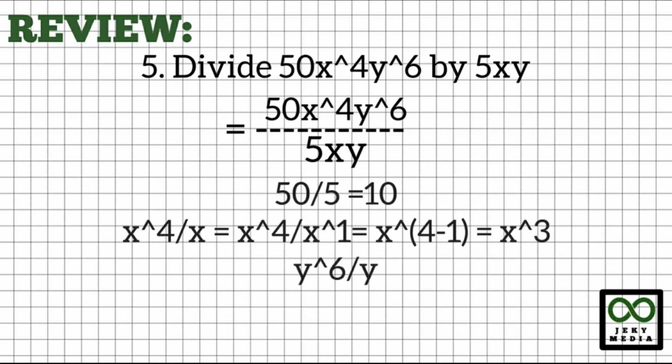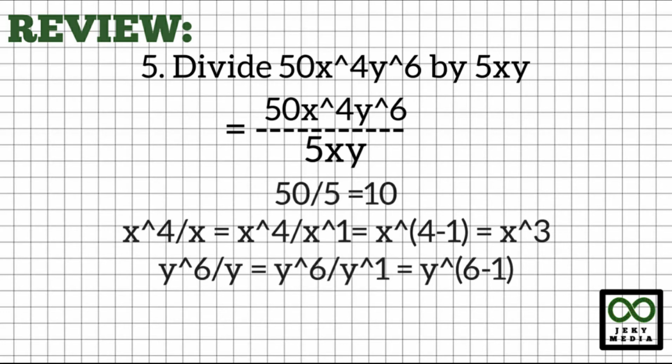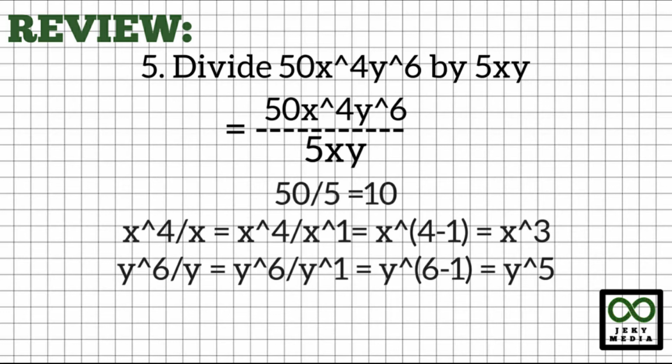Next, get the quotient of the variable y. This could also be written as y raised to 6 divided by y raised to 1. Observing the law of exponents, subtract the exponents of the variable, 6 minus 1. The result is y raised to 5. Combining the coefficient and the variables will give you the quotient of the polynomials: 10x cubed y raised to 5.